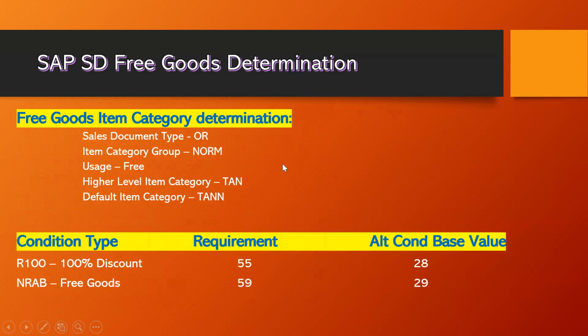The major and important condition type which will be determined into the free goods determination is R100, 100% discount. And in the procedure, the requirement is 55, that is free goods determination. Free goods, 100% free goods.